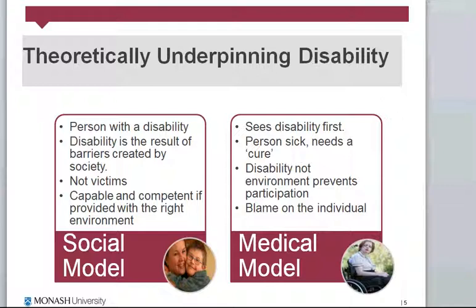Then over the last 15 years or so, there's been a bit of a paradigm shift in this area, and we've had what we call the social model of disability, which sees disability, rather than being about the individual, as actually created by barriers within society. So it's not the fault of the individual. The reason they can't participate actively in society and feel included is because society is structured in a way that won't allow them to be included.